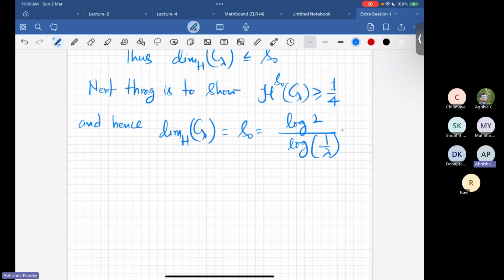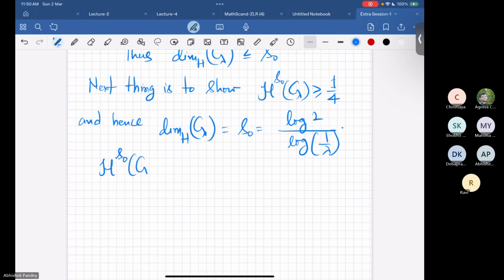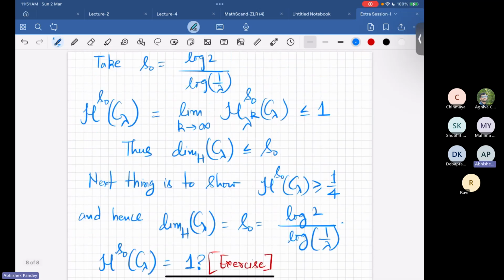Fine. Actually, in the book in which the proof is there, I haven't seen what would be the exact Hausdorff measure of C lambda. I have to check this one. I think it is 1. Let me just put it as an exercise to check. Anyway, I hope it is clear.